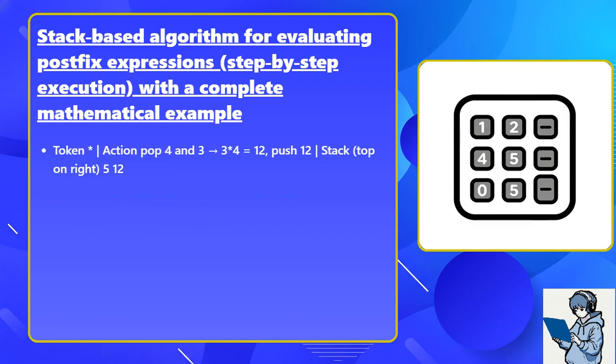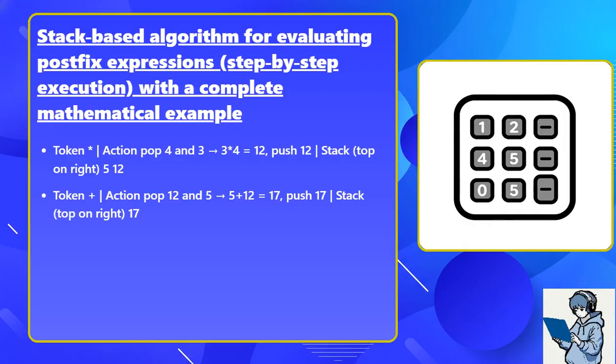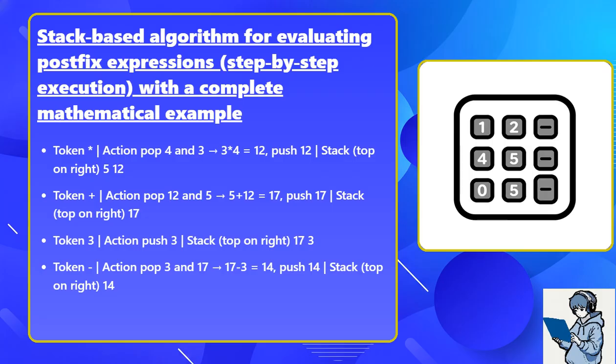Token times, pop 4 and 3, 3 times 4 equals 12, push 12, stack now contains 5 12. Token plus, pop 12 and 5, 5 plus 12 equals 17, push 17. Stack now contains 17. Token 3, push 3, stack now contains 17, 3. Token minus, pop 3 and 17, 17 minus 3 equals 14, push 14. Stack now contains 14. At the end, the stack holds a single value, 14, which is the answer.